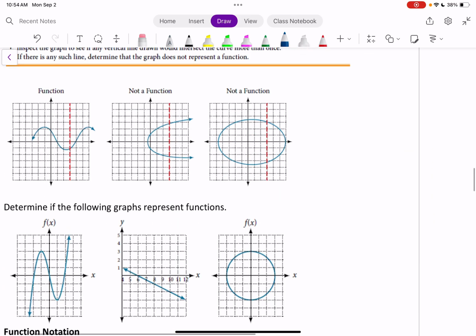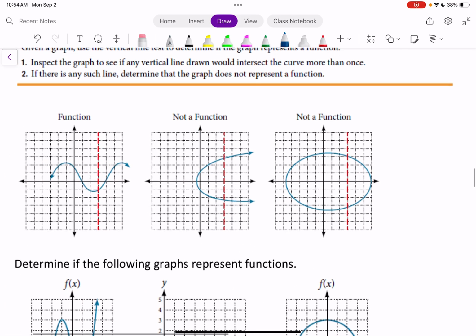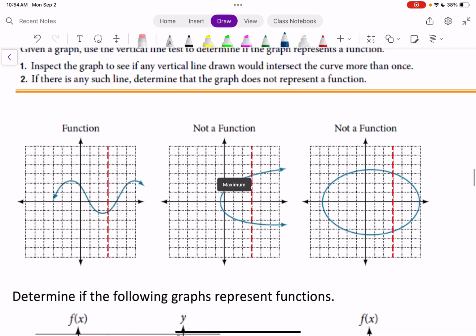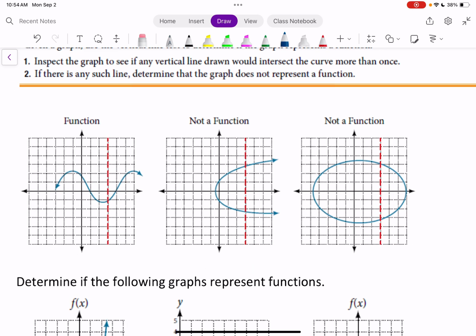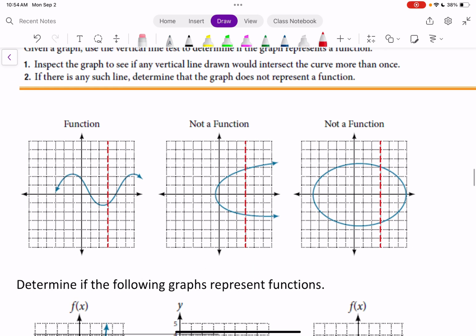So here are a few graphs. Here we're telling you this is a function. Why? Because every vertical line seems to be crossing this graph in exactly one point. And of course, these arrows mean the graph is going to go on the same way over and over. By the way, this is some sine or cosine wave.